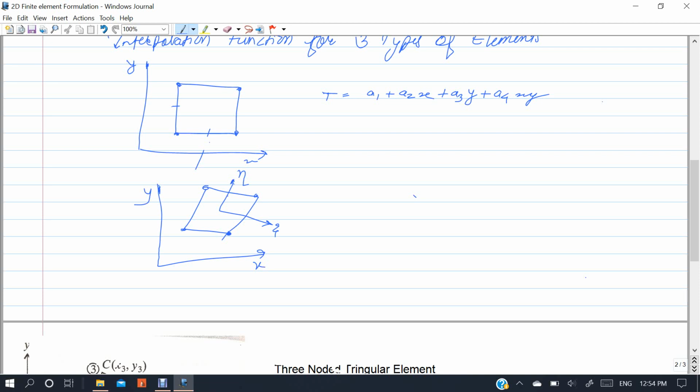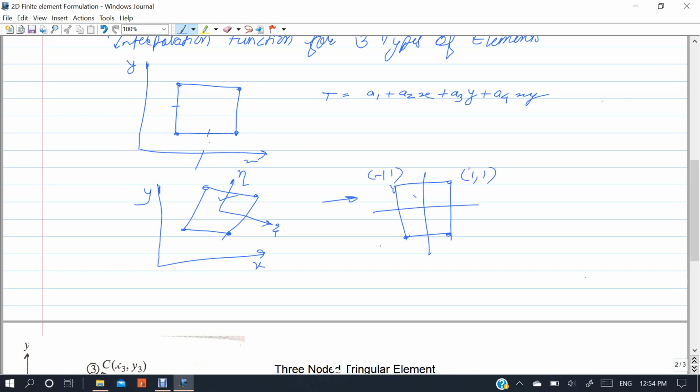Now this is the imaginary natural coordinate system. So for that we have to convert this. Suppose this will be your quadratic element. I converted this and this will be your axis. Then what will be the coordinates here? It will be 1, 1. In the second quadrant it will be minus 1 and 1.